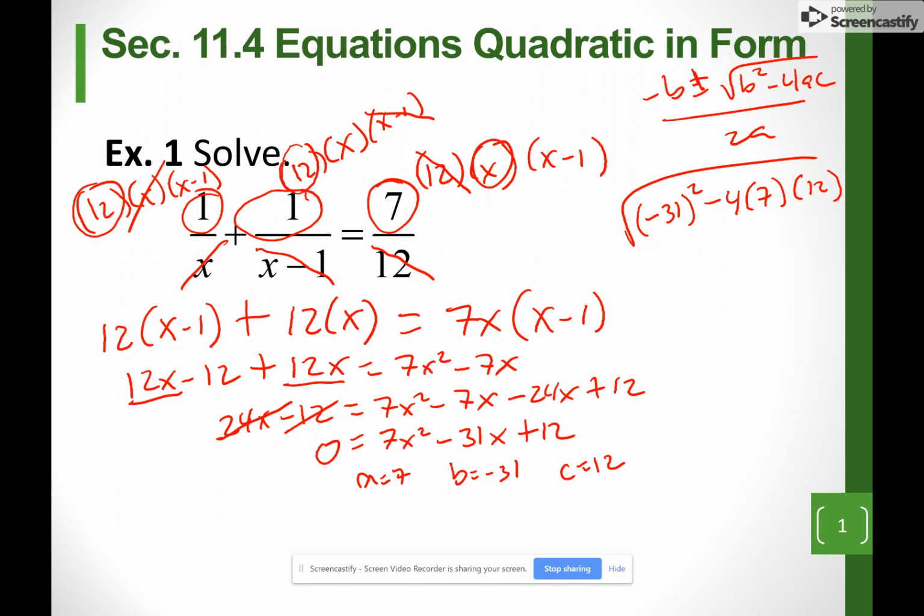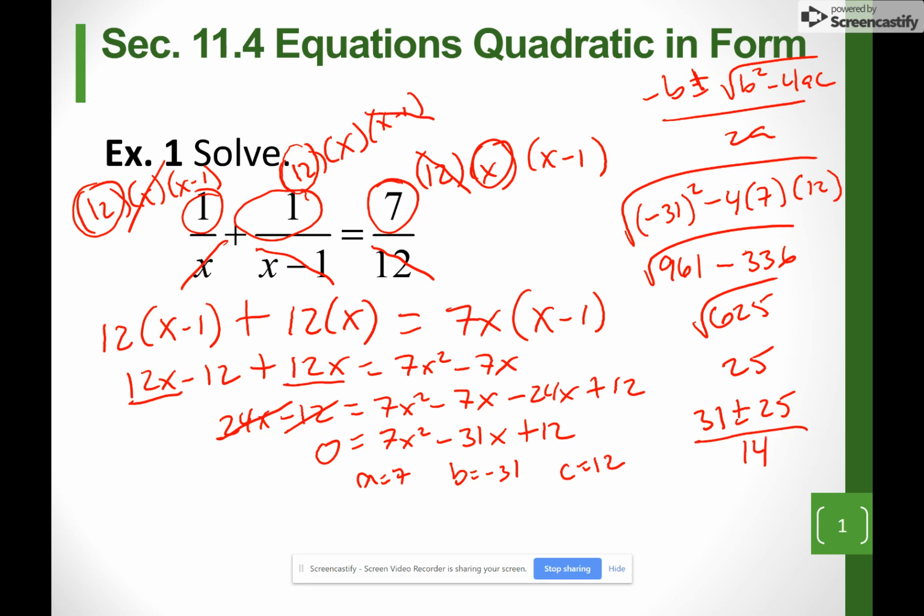31 squared, that gives me 961, minus 4 times 7 times 12, that gives me 336. All this inside a square root. I subtract these. 961 minus 336, that gives me 625. I do the square root of that. 625, the square root of it is 25. So now when I use my quadratic formula, I'm going to say negative b. So negative of a negative, I get positive 31 plus or minus 25 over 14.